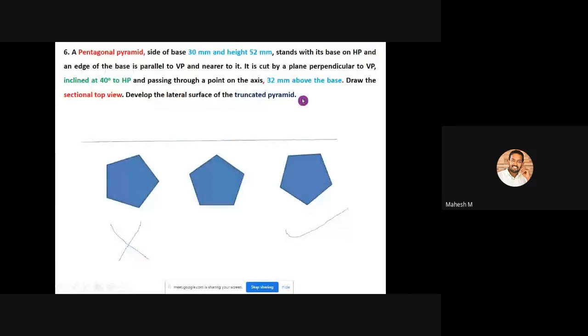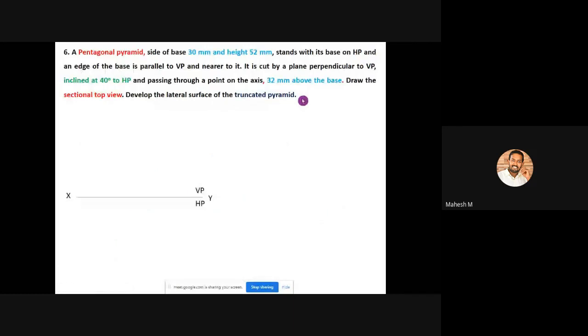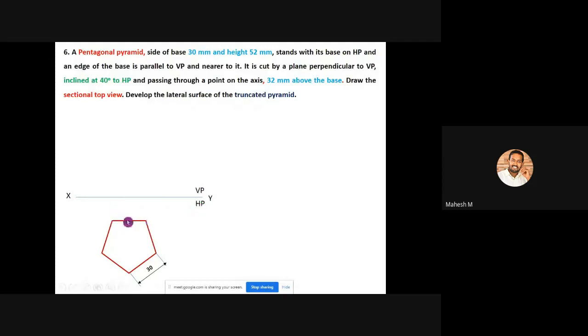Okay, so as usual you have to create a reference line with a name of x and y. Then you have to create your top view. So the condition is that the top view should be your shape and also a particular edge should be parallel to the VP. So it is VP, so it is parallel, and also with that it should be nearer to VP. Okay, so this one is nearer.